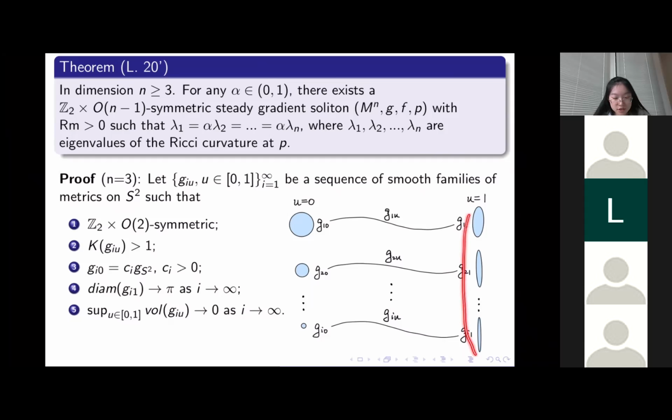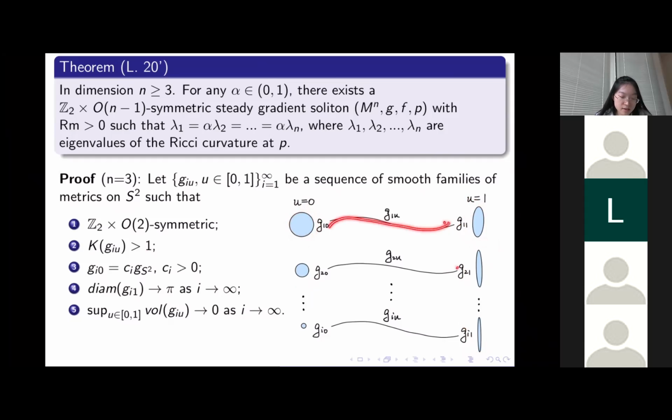Now after you have constructed this sequence of metrics, with each one, you start a Ricci flow on this manifold, and then it will shrink. It will shrink to a round sphere along the Ricci flow. So you can do some proper rescalings, and now your final time slice will be a round sphere, and its volume is relatively comparable to your initial metric.